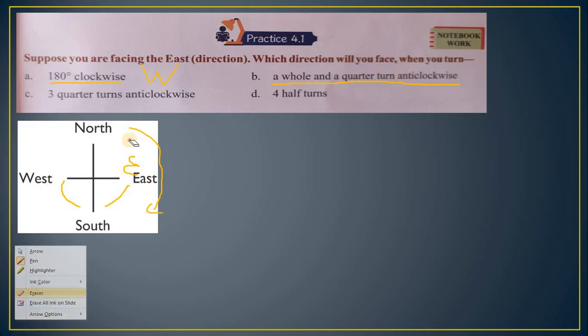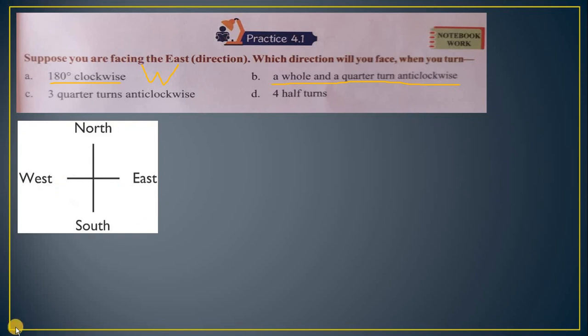Second one, a whole and quarter turn anti-clockwise. So now I just remove this. So the second part is what? A whole means again we are facing the east direction according to the question. Whole means it will start here and take a complete turn. And then it will move a quarter turn anti-clockwise. Anti-clockwise means the opposite direction and quarter means only one part. So the next direction will be north. So the second answer, I am writing in short, north.